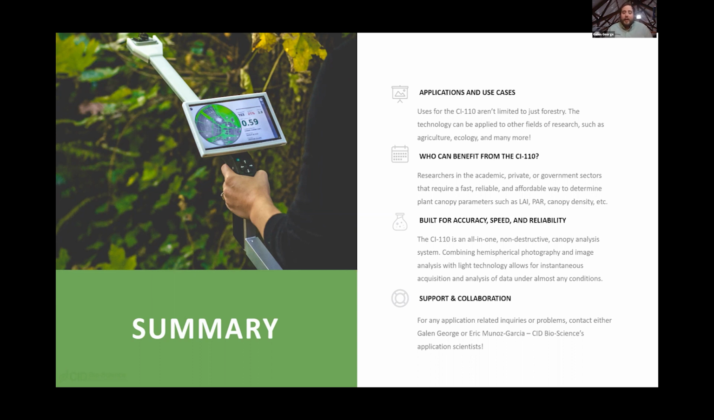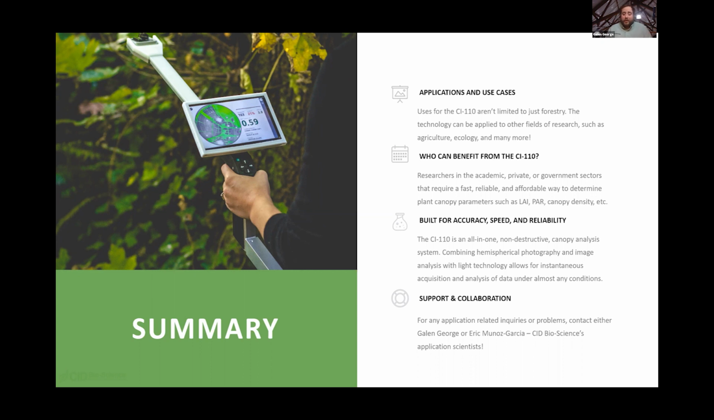really everyone that is currently trying to use kind of an outdated system and a destructive method of measuring LAI can benefit from using our CI 110 because it's this all-in-one inclusive tool. It's non-destructive, provides instantaneous results. And so if you have, as part of your research, or if it's a graduate student, that has been hitting their head against a wall, having to destructively measure leaf area index, this is a great tool to speed up that process.